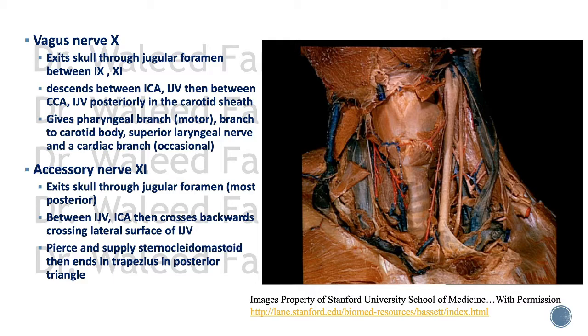And of course the most important branch is the pharyngeal branch of the vagus. This is part of the pharyngeal plexus. Actually, it's the motor component to the pharynx.